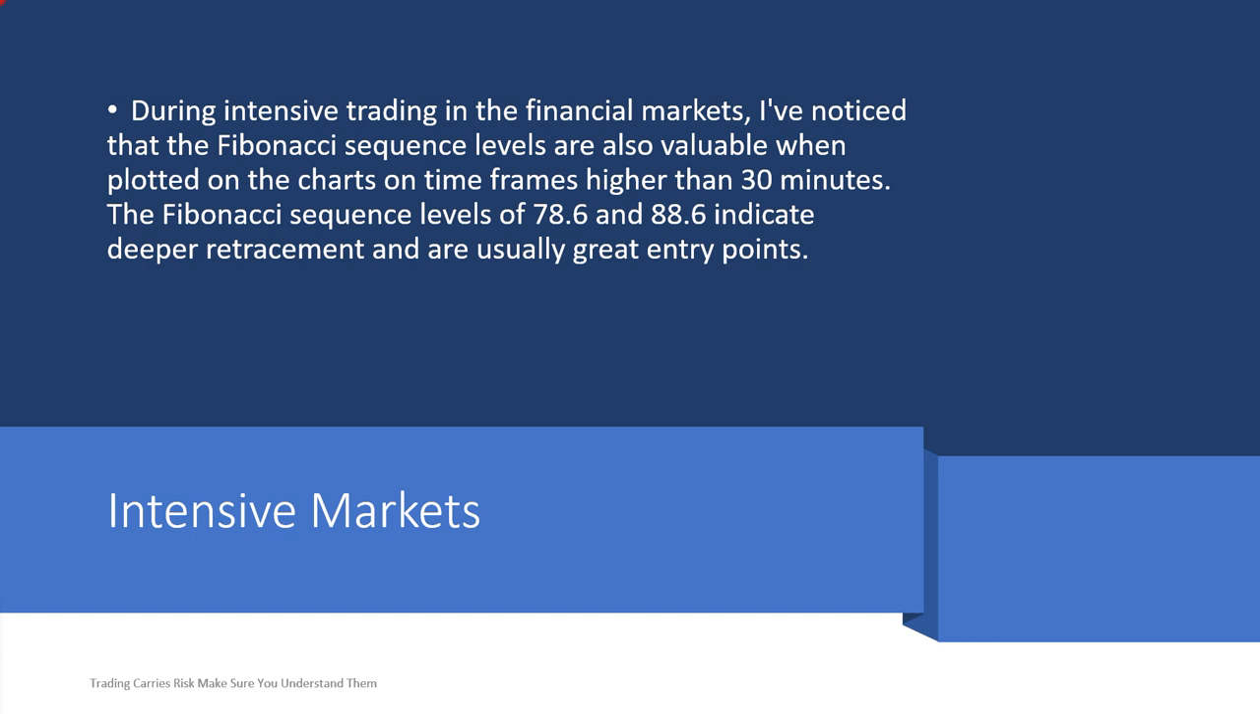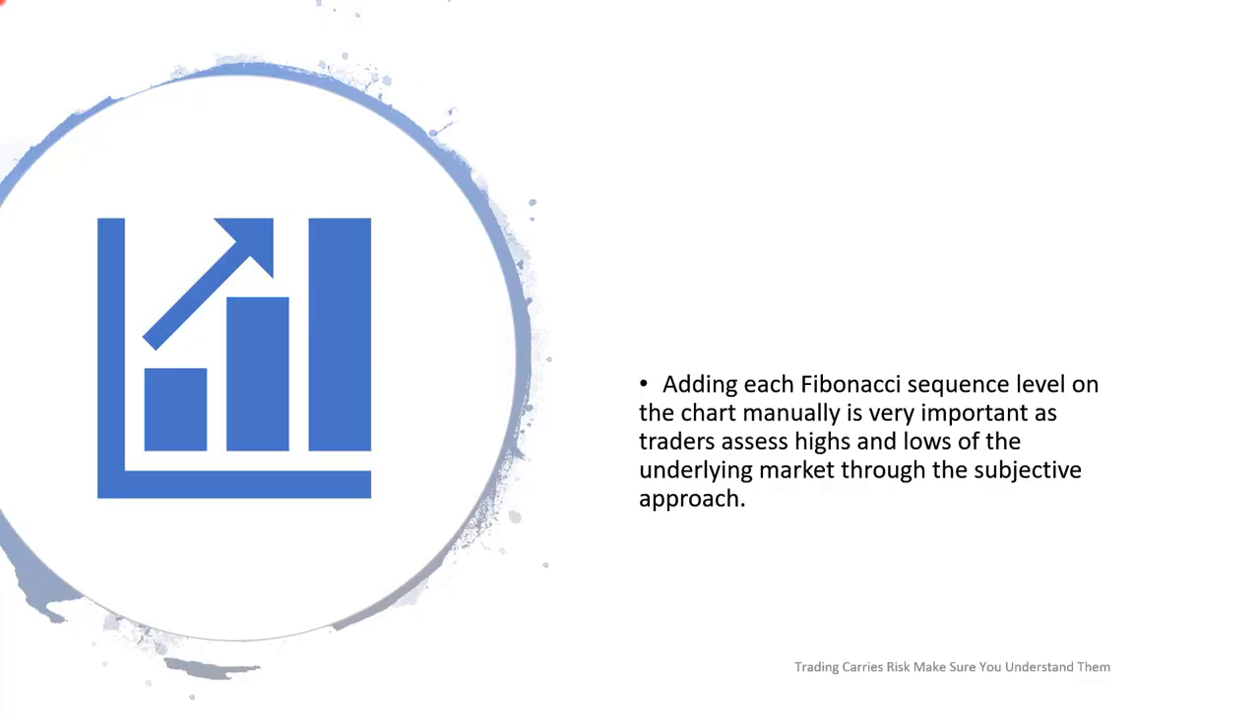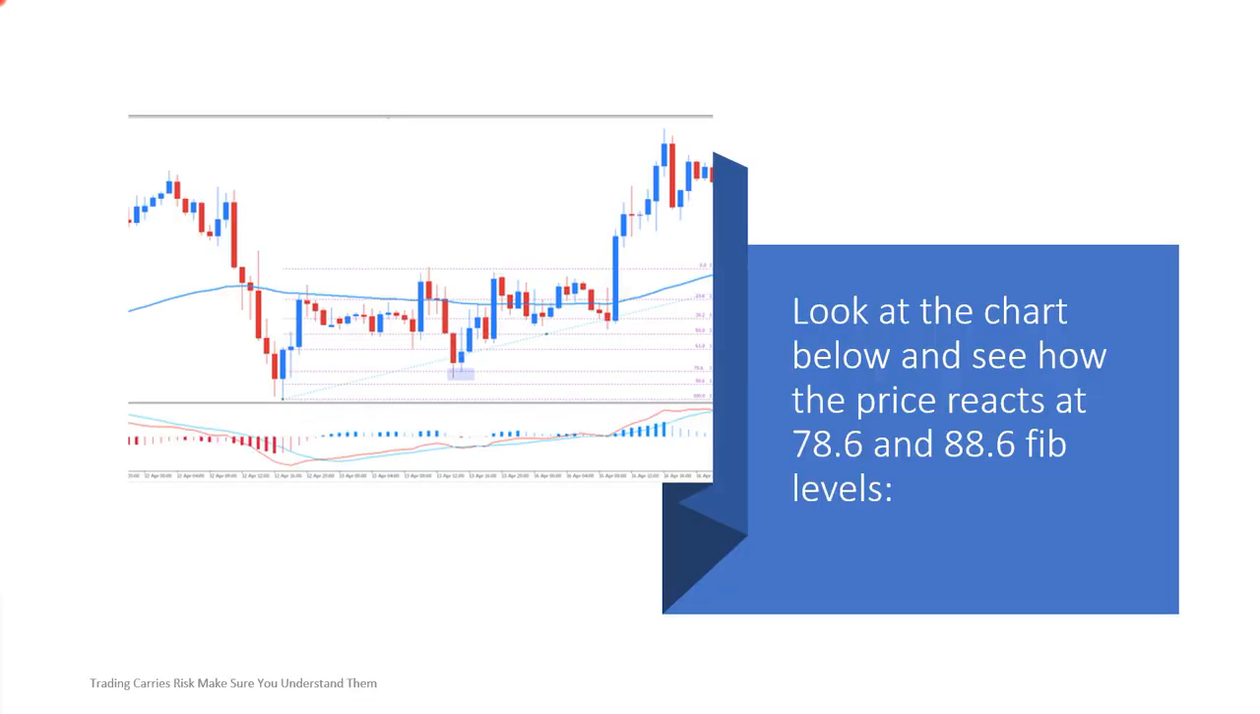During intensive trading in the financial markets, I've noticed that the Fib sequence levels are also valuable when plotted on the charts on timeframes higher than 30 minutes. The Fib sequence levels of 78.6 and 88.6 indicate deeper retracements and are usually great entry points. Adding each Fibonacci sequence level on the chart manually is very important as traders assess highs and lows on the underlying market through the subjective approach.